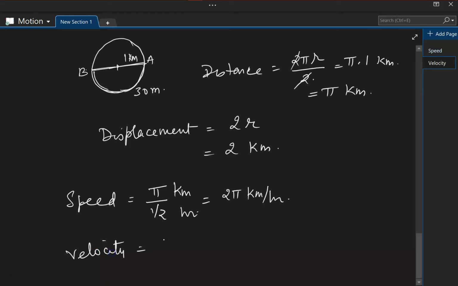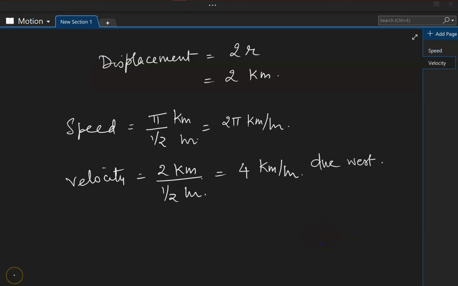Velocity would be, displacement is 2 kilometers divided by time, and time is half, which is equal to 4 kilometers per hour. But in this case we have to talk of direction as well. So north, south, east, west. So here we are starting from A and going to B. So due west.